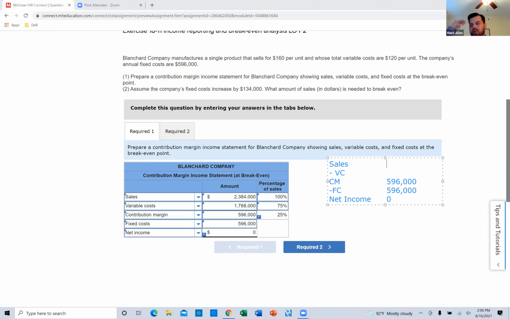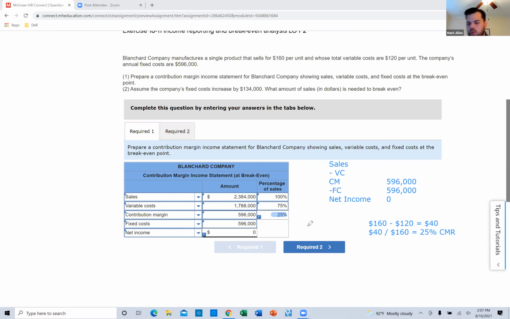So this is where we've got to lean on some algebra. The first thing that I'm going to tell you to do is go ahead and just calculate that contribution margin in dollars. If you do that, you'll get 160 minus 120, and that's $40. Now that you've got that, you can take that $40, divide it by the 160, and that'll give you 25%, and this is your contribution margin ratio. That 25% can then be plugged in right here.